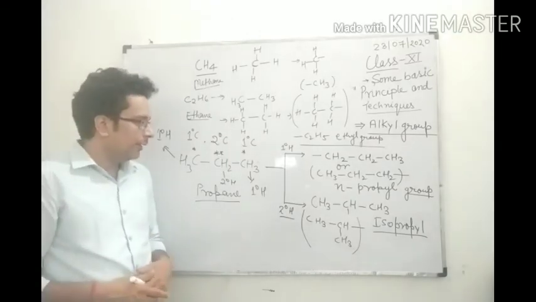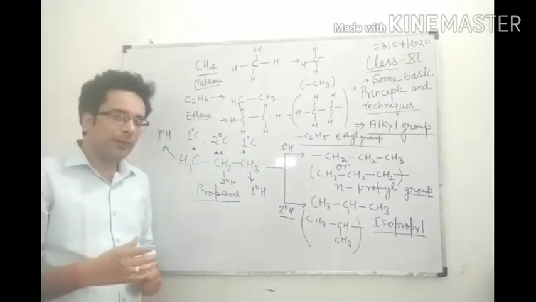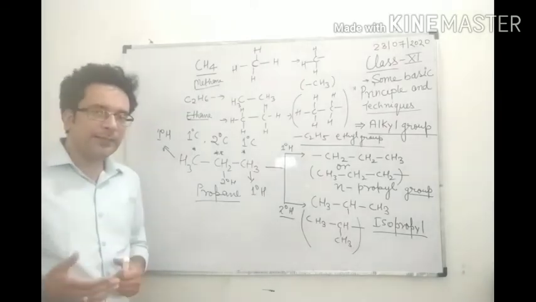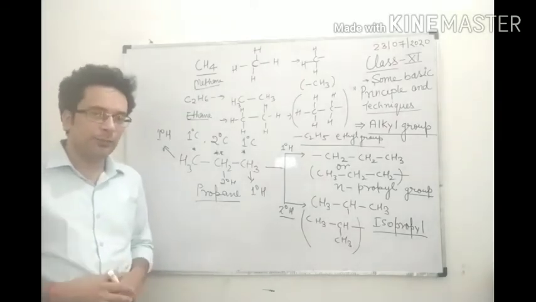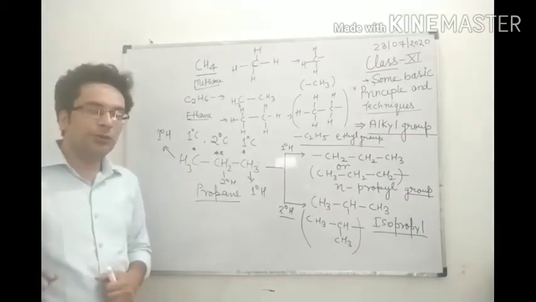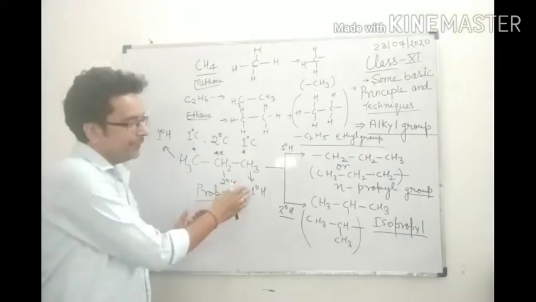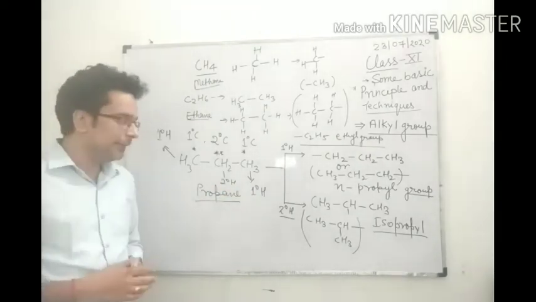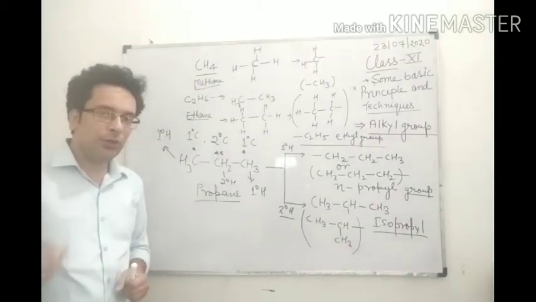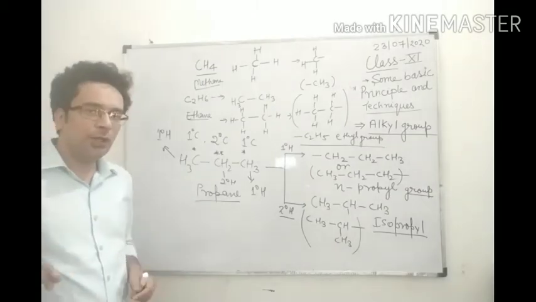Now next I am going to discuss butane. From butane we obtain butyl group, but there are different types of butyl group. So all of you take the screenshot of this and note down in your copy, because it is very important and it is a very confusing part. First take the screenshot and note down in your copy.